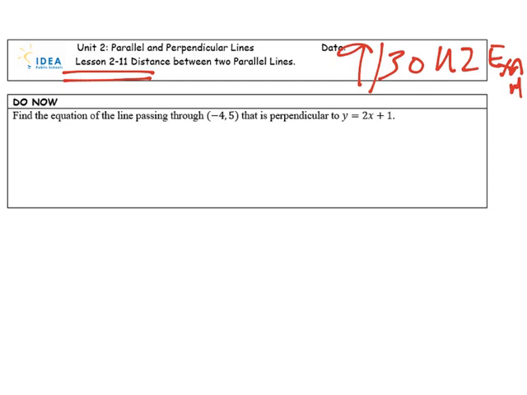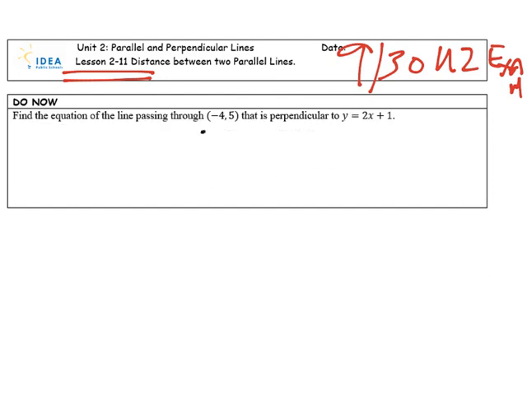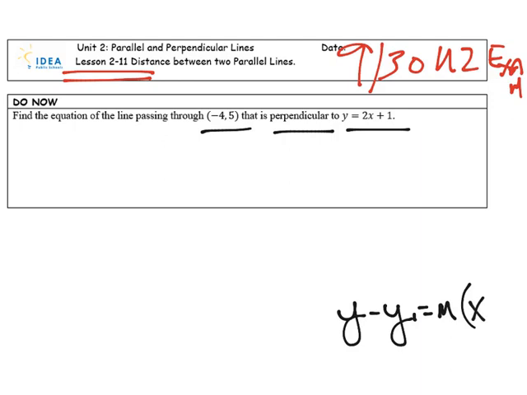Alright, so the first thing we're going to do now: find the equation of the line passing through (-4, 5) that is perpendicular to y equals 2x plus 1. Yesterday we used our y minus y1 equals m times x minus x1, also known as point slope form. We're going to use the same thing. However, there's a very key piece here, which is our perpendicular slope. The only reason I care about this equation is because it gives me a slope of 2.